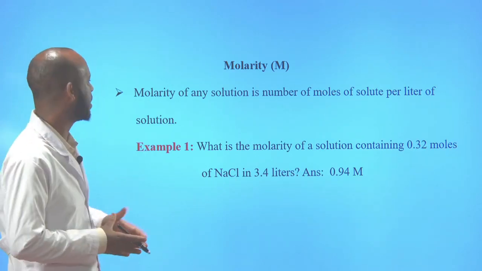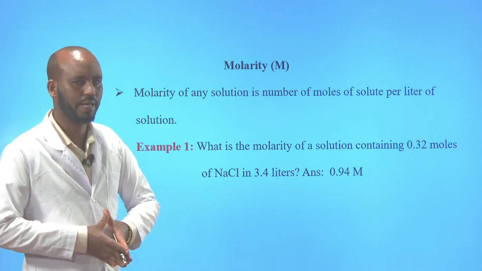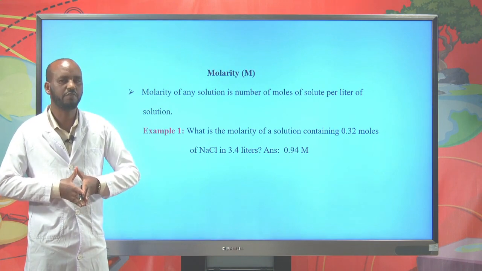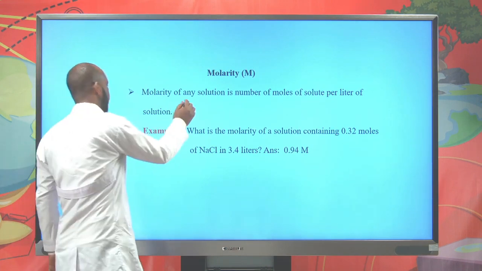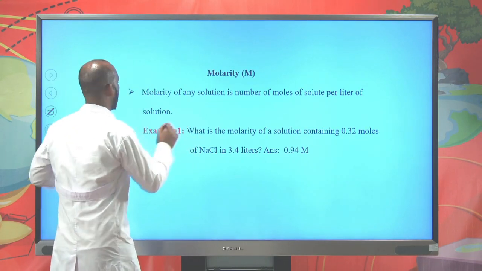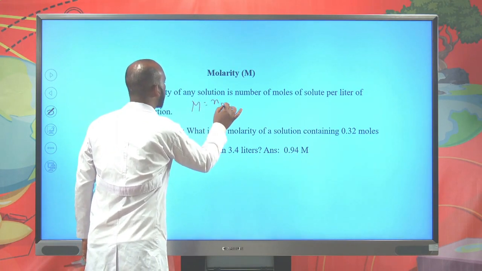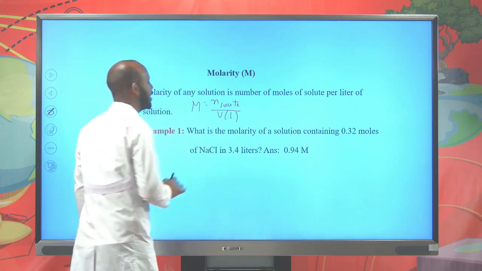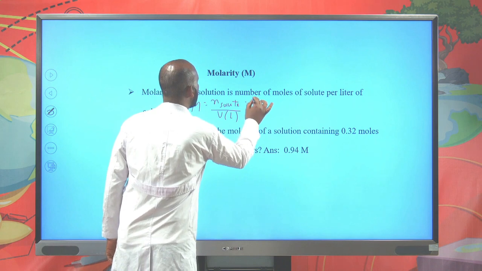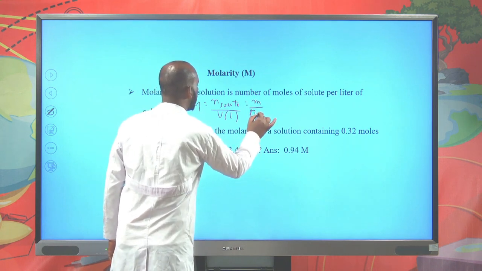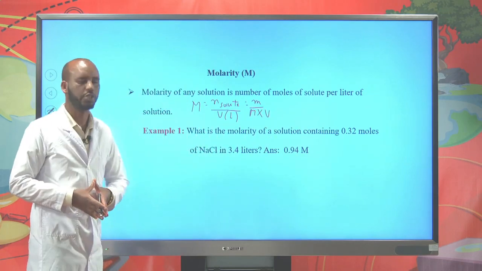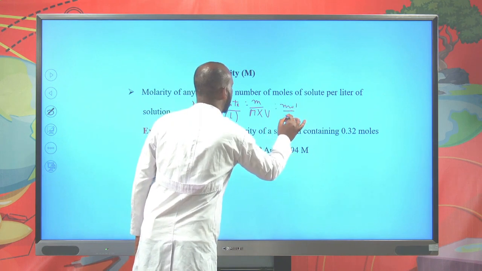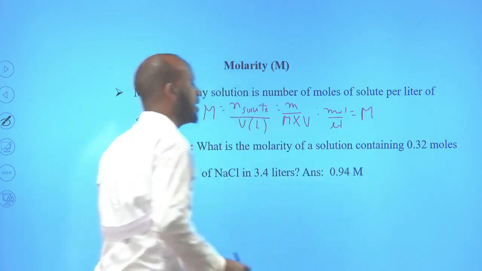Molarity, denoted by capital M. Molarity of a solution is the number of moles of solutes in a given volume of solution. Therefore, molarity equals number of moles of solute divided by volume of the solution in liter. But number of moles of solute equals mass of the solute divided by molar mass of the solute. Units of molarity is mole per liter, which is known as molar, capital M.